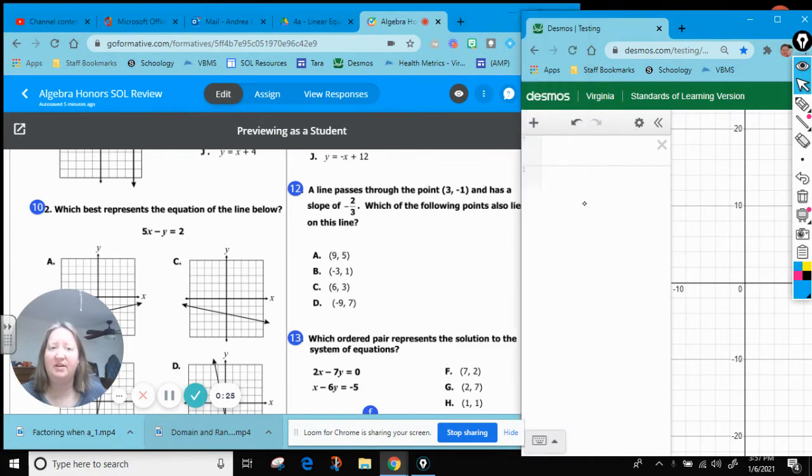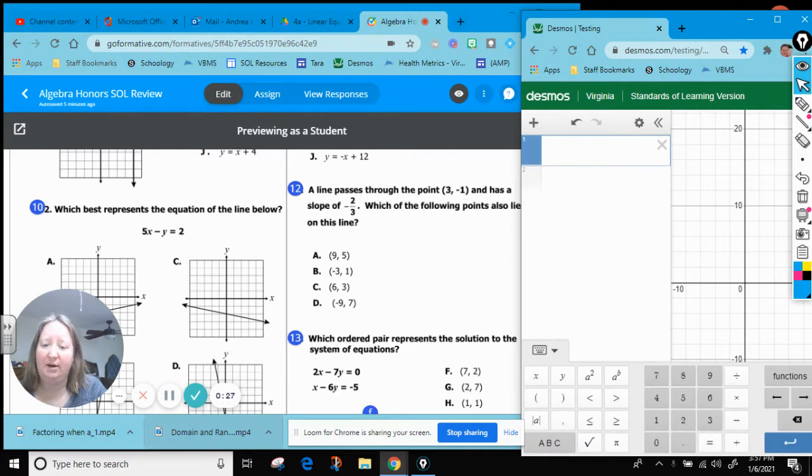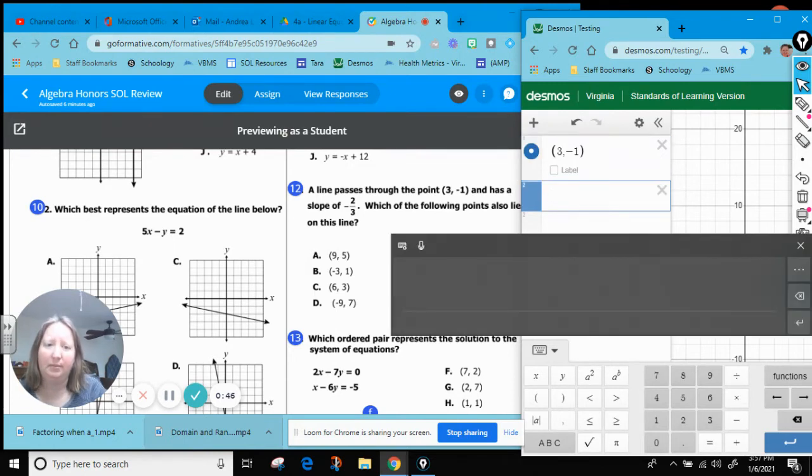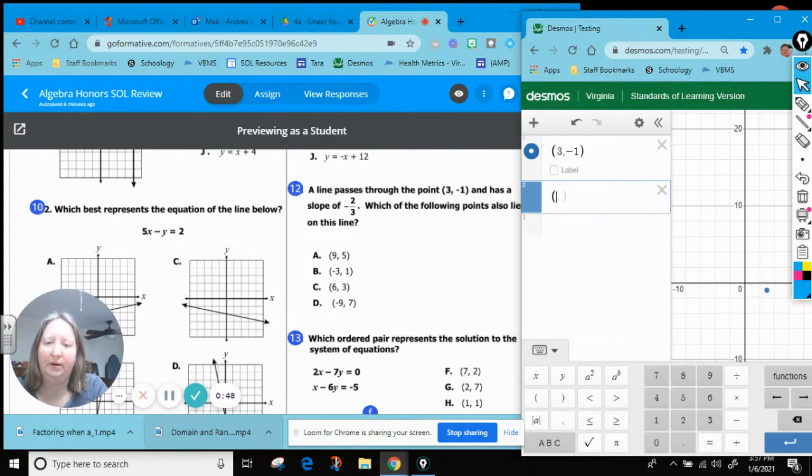So I'm going to come over to Desmos and start just thinking about it. When I'm thinking about it, I like to actually look at what these points are. So I'm typing into Desmos that first point that I was given. And then I'm thinking about a slope of -2/3. Now you could go ahead and plot these other points too. So you could plot 9, 5, and then plot each of those.